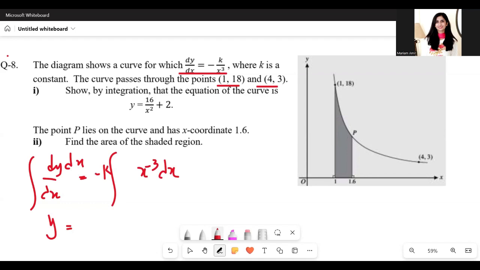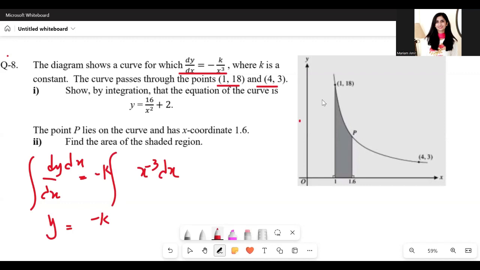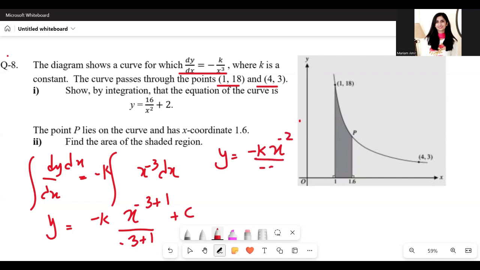Okay, so minus k stays the same. Integrate x power minus 3. This would become x power minus 3 plus 1, and same minus 3 plus 1 in the denominator, and plus c with the answer. So we're getting y equals minus k x power minus 2 upon minus 2. And when we simplify this, we get k upon 2x squared plus c.